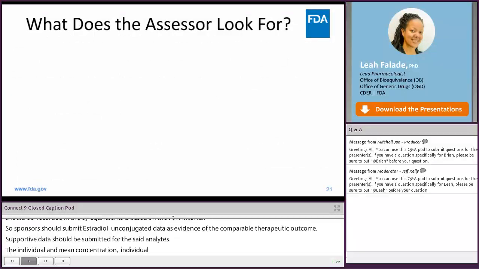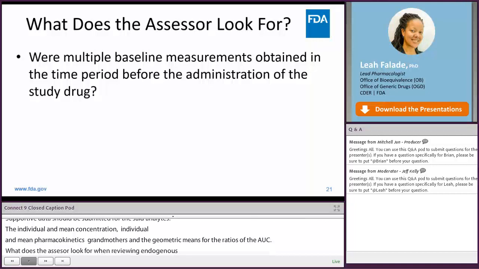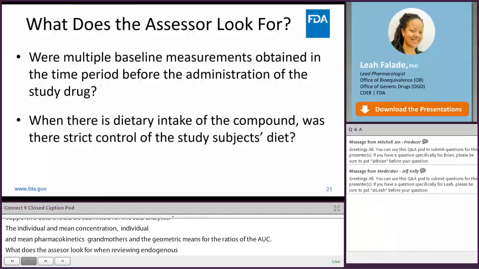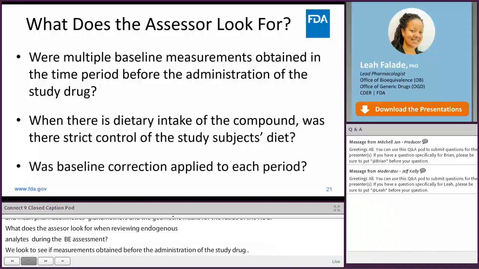So what does the assessor look for when reviewing an endogenous analyte during a BE assessment? We check to make sure multiple baseline measurements were obtained in the time period before the administration of the study drug. If there is a dietary intake of the compound, was there strict control of the study subjects' diet? We also make sure that the baseline correction was applied to each period.